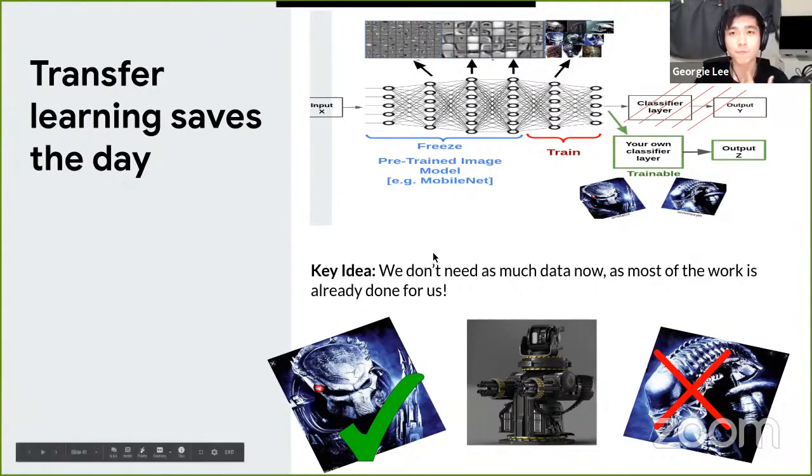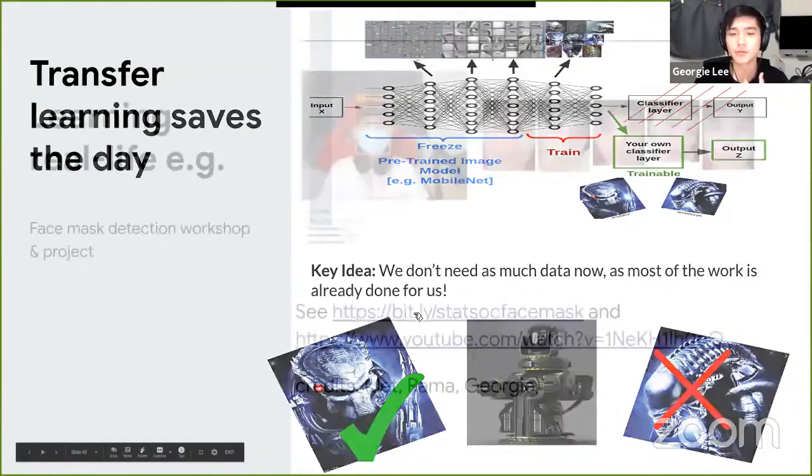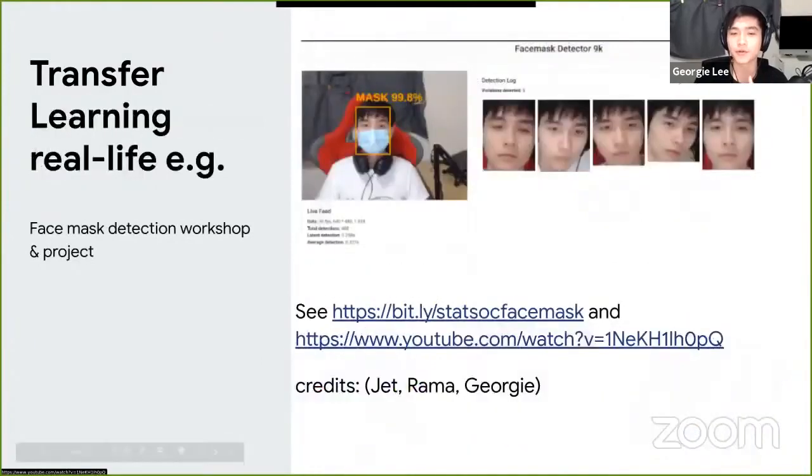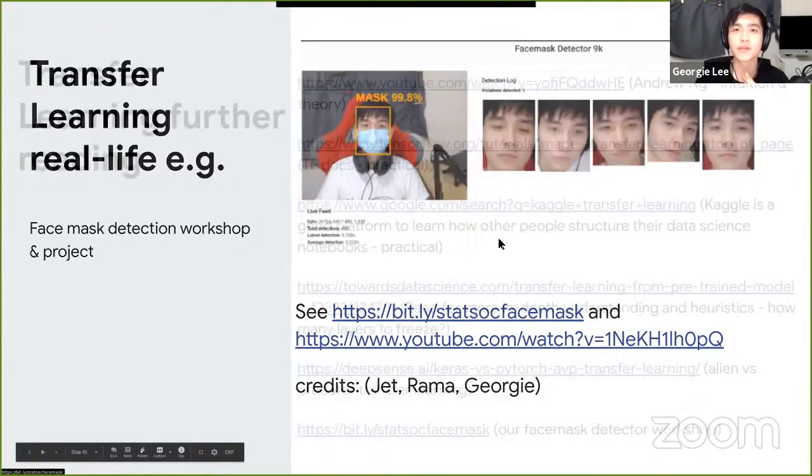And for a more realistic example, you can check out our previous workshop on building an end-to-end face mask detector application. Transfer learning was used here to build the model, where we fine-tune a pre-trained model to detect a mask on the face. We just use something that can detect the faces. We unfroze some of the layers and fine-tuned it with the face mask data set that we obtained through data augmentation.